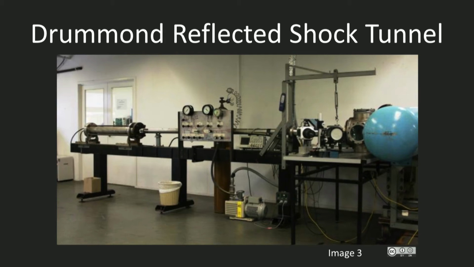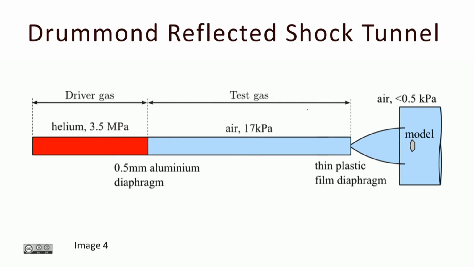And this here is what the actual Drummond tunnel hardware looks like. So in the next few slides we'll examine how the facility works. As we saw earlier, the facility is initially compartmentalized using two diaphragms. One here and one here.